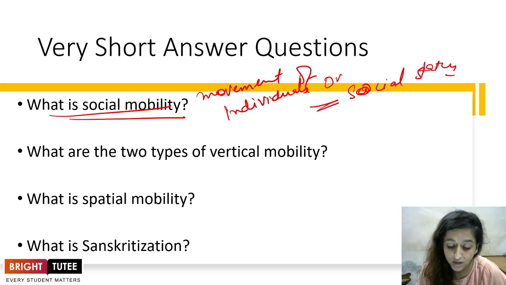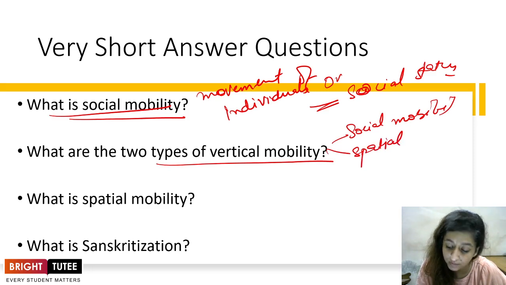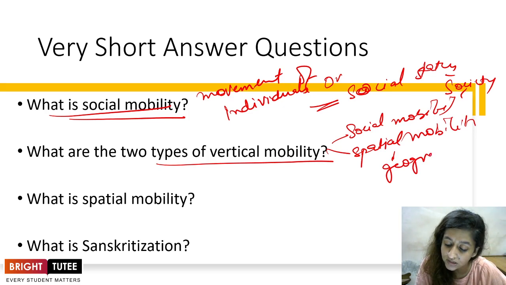Moving ahead to what are the two types of vertical mobility. When they talk about the two types of vertical mobility, they do talk about the social mobility here, and they do talk about the spatial mobility here that we talked about, wherein this one has to do with the society, and here it is more of a geographical understanding of mobility.